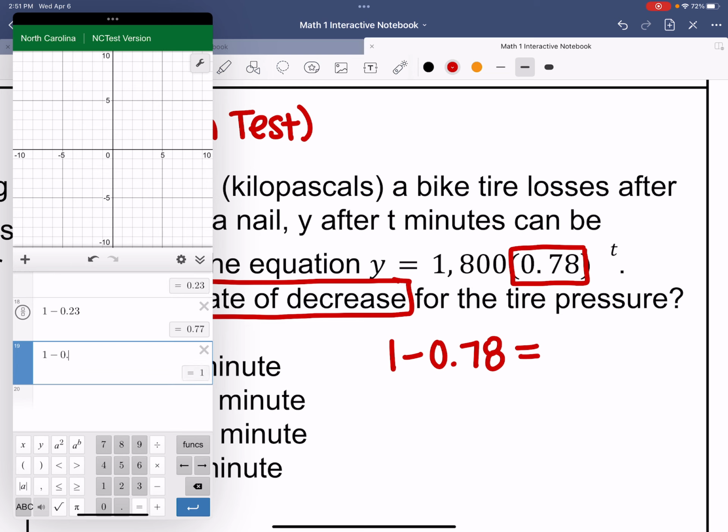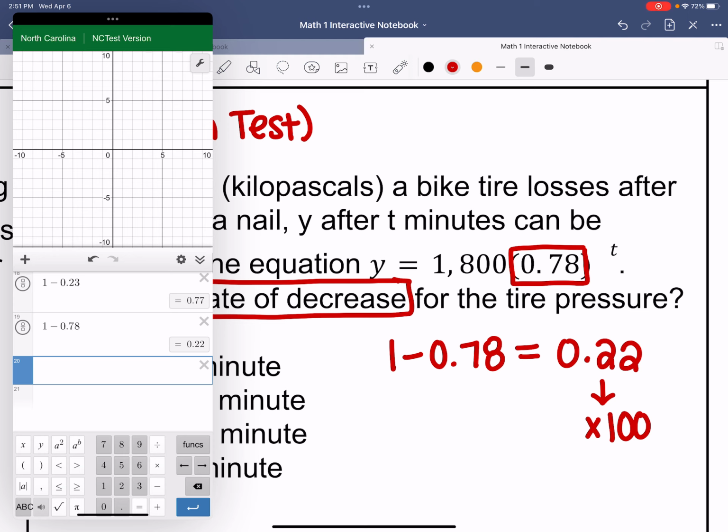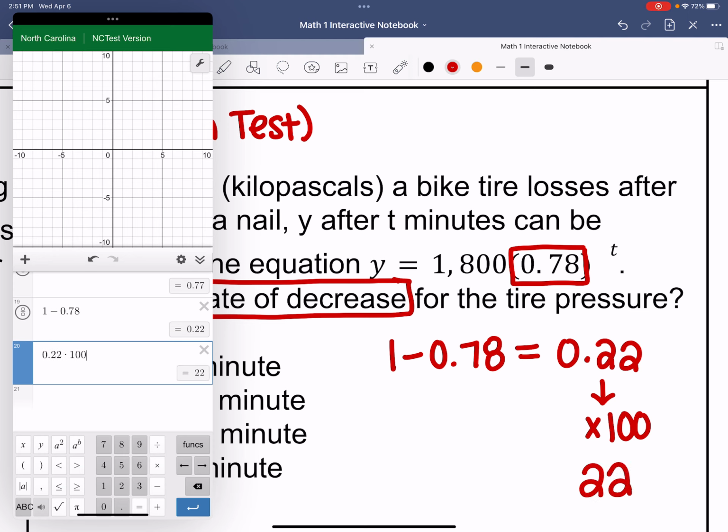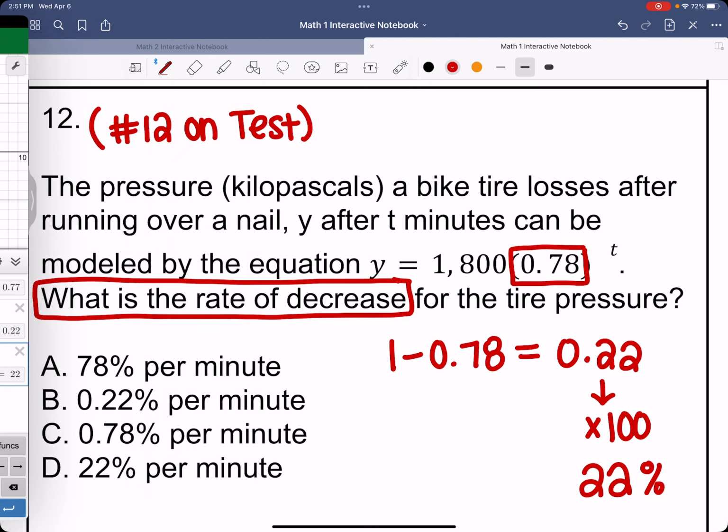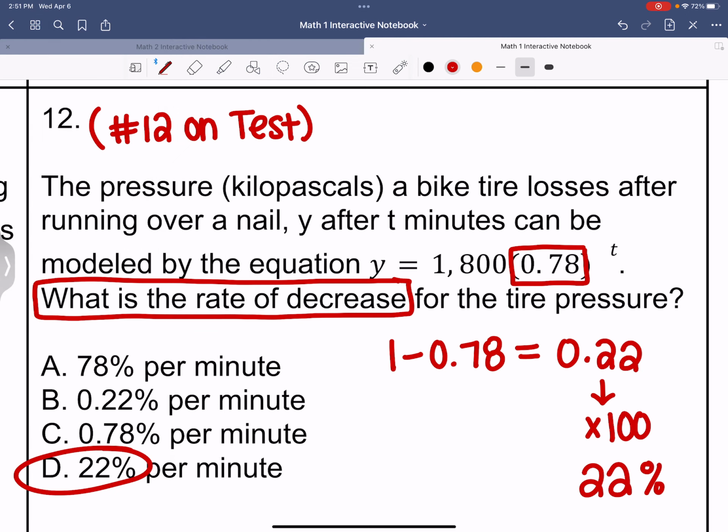1 minus 0.78 is 0.22. Then you're just going to turn that into a percent by multiplying by 100. So it's going the opposite direction of what we just did in the last one. So that equals 22%. Not 0.22%, but just 22%. So on your test, you have your base is 0.93. You have to see how much less than 1 is that. So you have to do the subtraction and then multiply by 100.